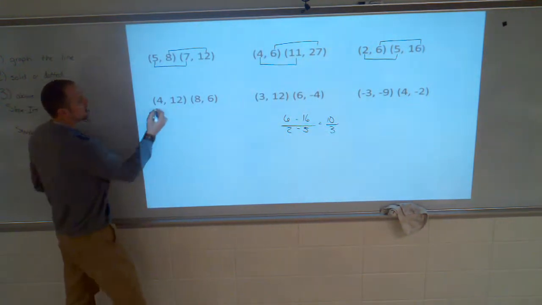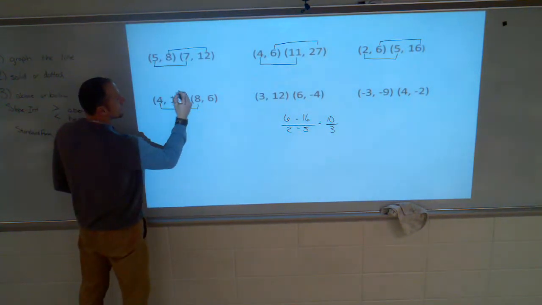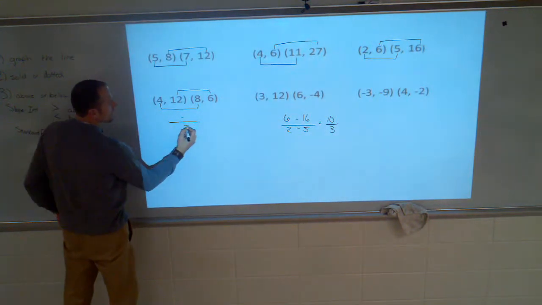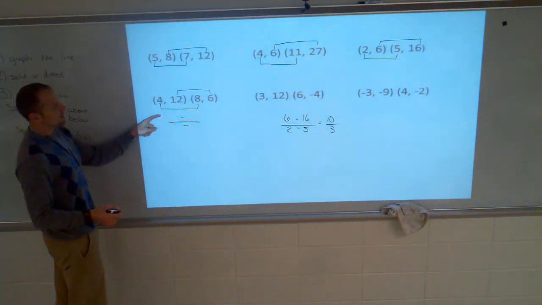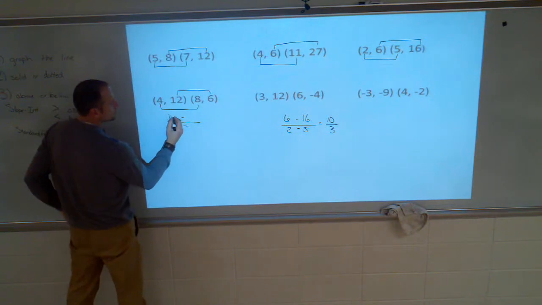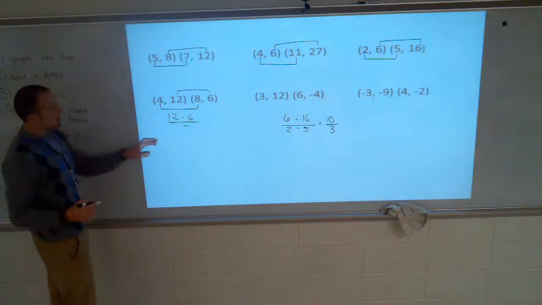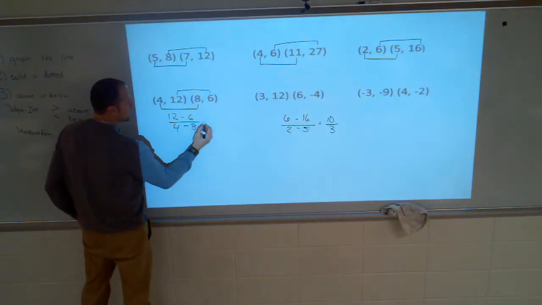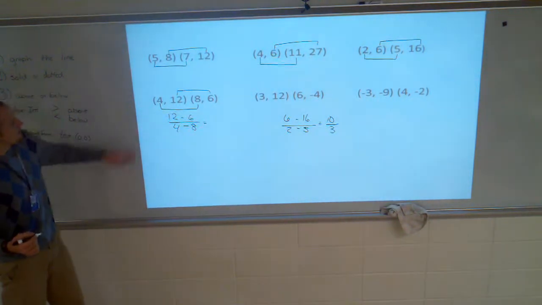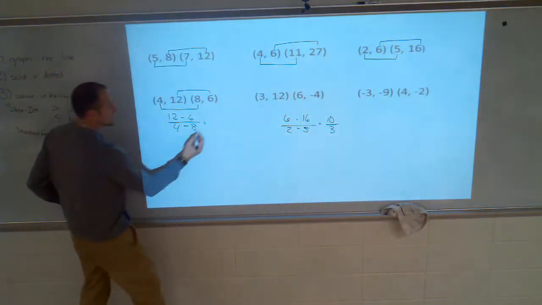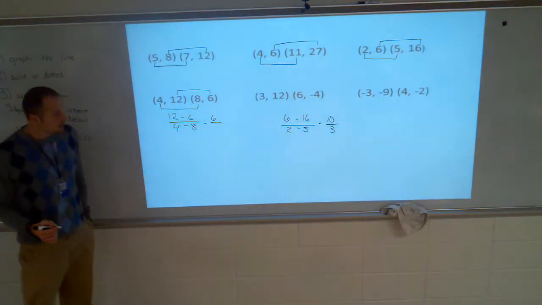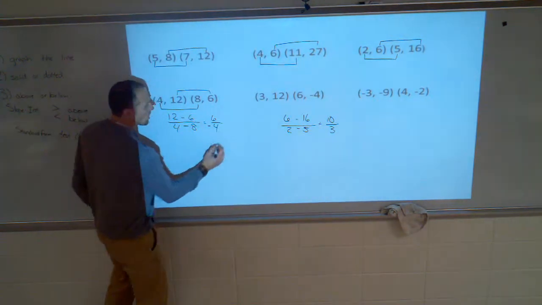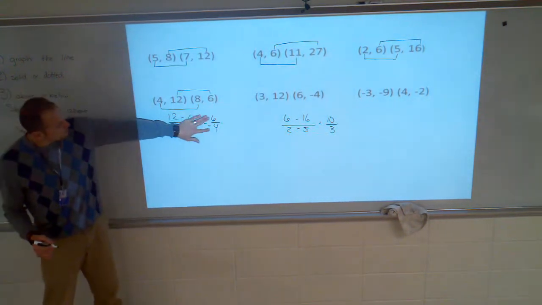Okay, put your x's on the bottom, your y's on the top. Carl, what minus what on the top? 12 minus 6. 12 minus 6 on the top. And Linda, on the bottom? 4 minus 8. And Adam, what's 12 minus 6? 6. And Colin, what is 4 minus 8? Negative 4. Negative 4. And Cheyenne, reduce this for me.